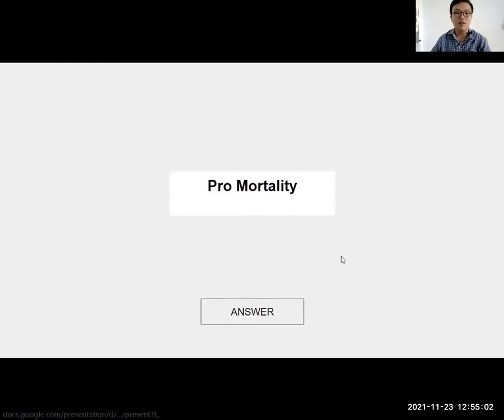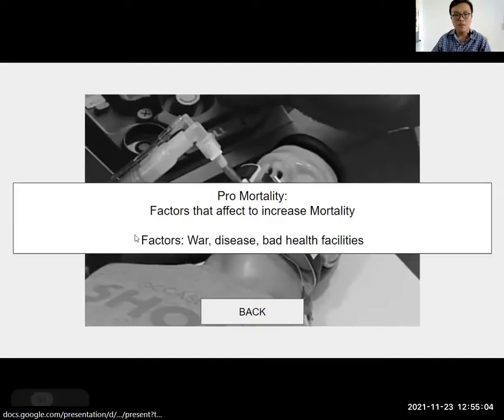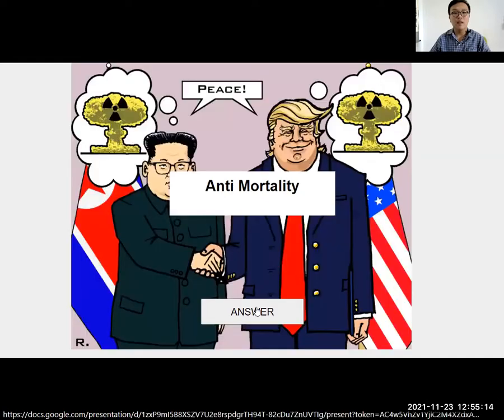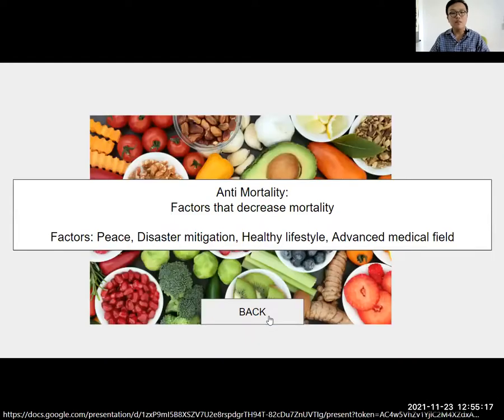Pro-mortality, so the factors that contribute to that. The factors are war, disease, bad health facilities, and many more. Anti-mortality, factors that decrease mortality. This could be peace, disaster mitigation, or minimizing the disaster effect. This could be done by, for example, building strong, disaster-proof buildings. You could also have healthy lifestyles and an advanced medical field to decrease the mortality rate.